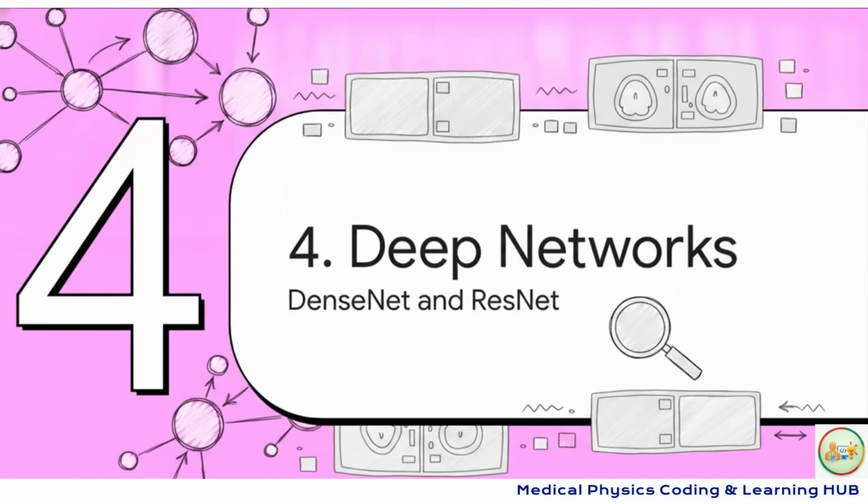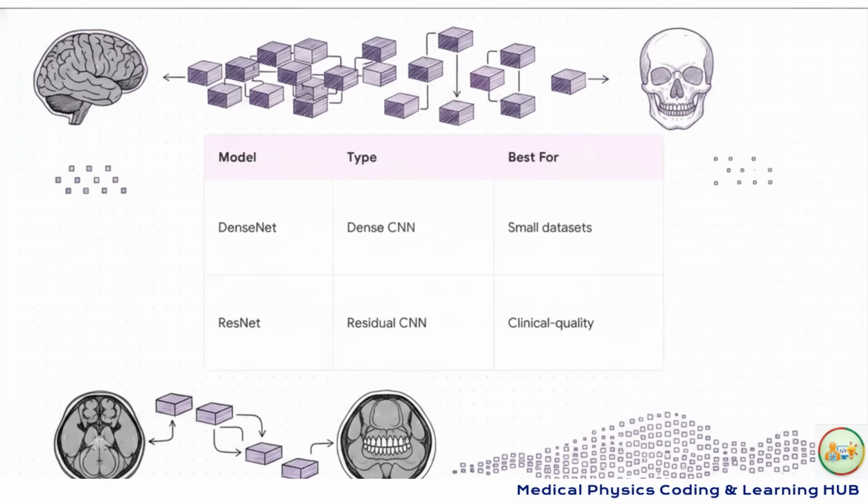Next up, Section 4, Deep Networks. We're scaling up with DenseNet and ResNet. Now we're getting into the heavy-duty architectures, DenseNet and ResNet. These are designed to extract features way more efficiently and push for true clinical quality image translation. DenseNet is a dense CNN that takes an MRI and outputs a synthetic CT, and it's a real lifesaver when you only have small datasets to work with.